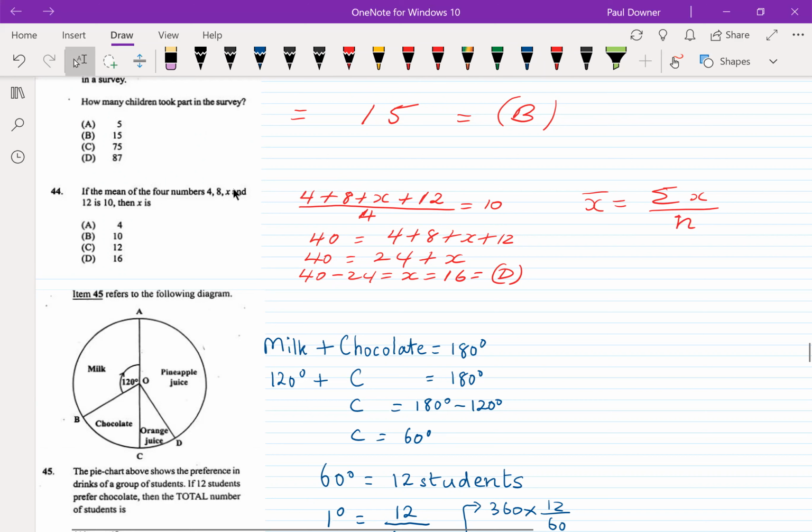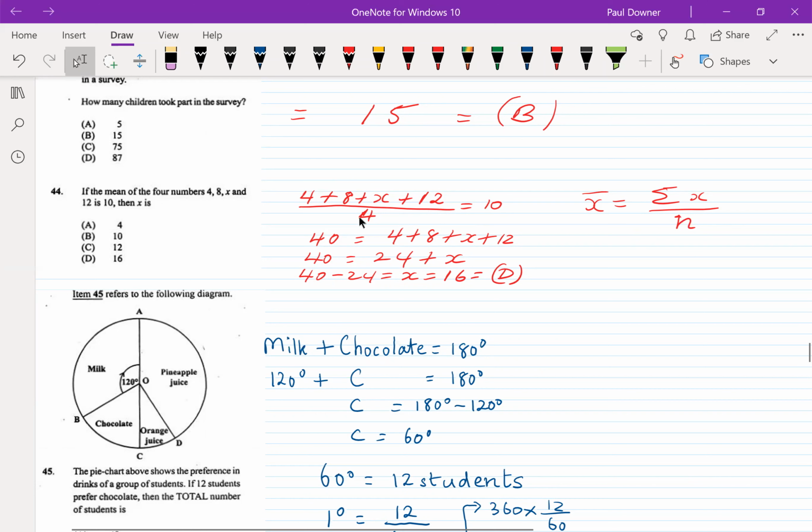So in this case, we'd have to add up the 4, the 8, the x, and the 12, and divide by how many there were. There were 1, 2, 3, 4 numbers. And that answer we were told is 10. So when you work this out, you're supposed to get 10. So our job now is to work out the unknown value of x. So that's not a problem.